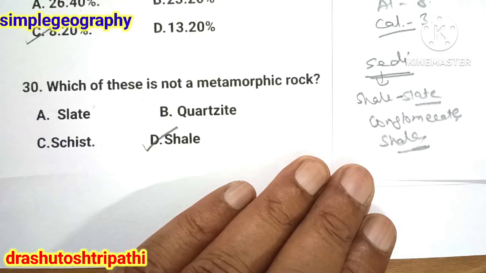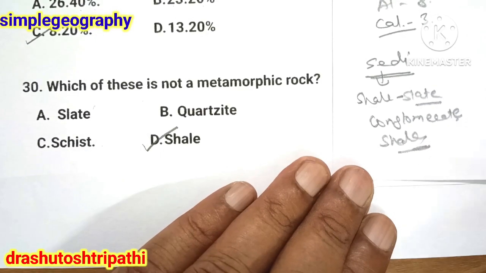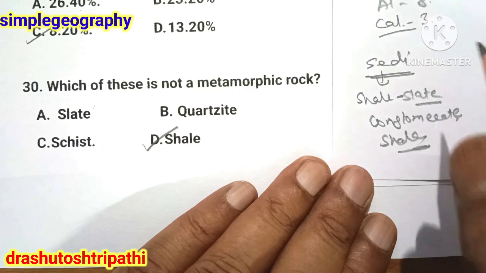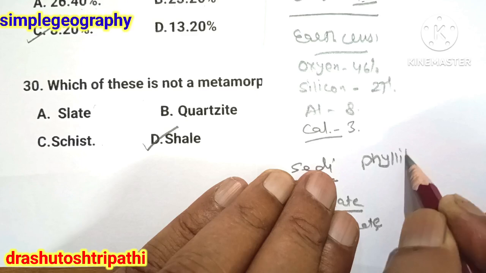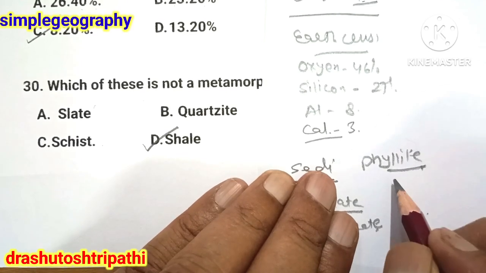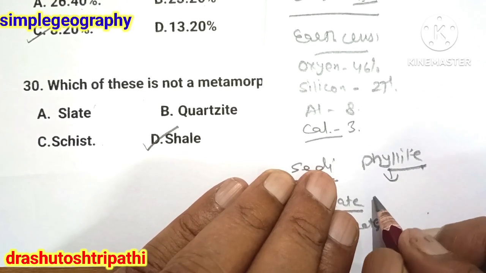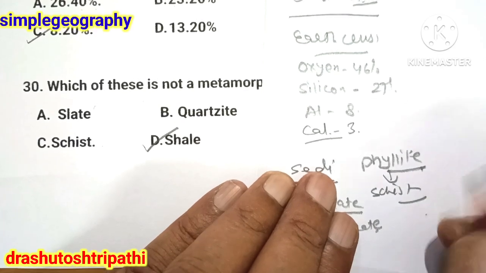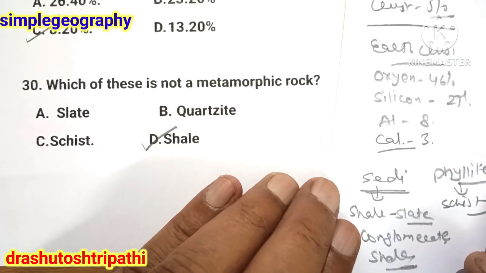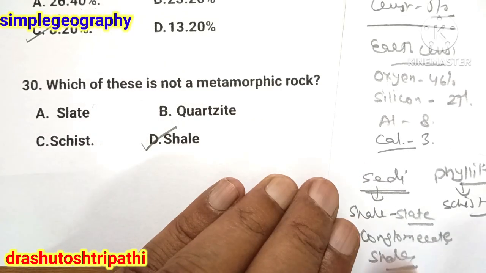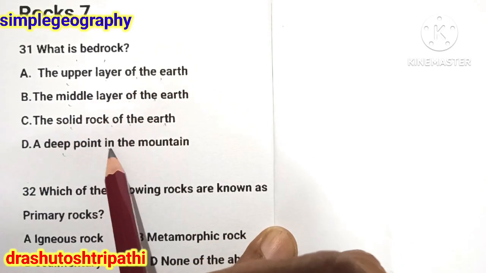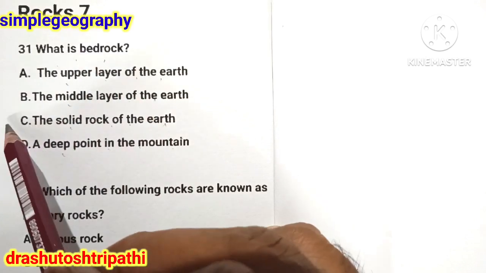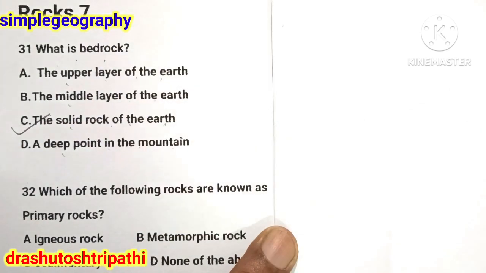Schist is a metamorphic rock which is actually formed from another metamorphic rock known as phyllite. Phyllite is also a metamorphic rock, and this metamorphic rock is converted into schist. So among all these, which one is the correct answer? Shale is a sedimentary rock and all the other three are metamorphic rocks. What is bedrock: the upper layer of the earth, the middle layer of the earth, the solid rock of the earth, a deep point of the mountain? The answer is C. The solid rock of the earth is known as the bedrock.